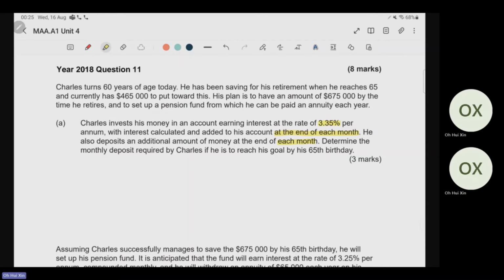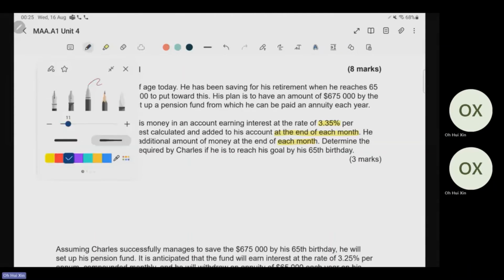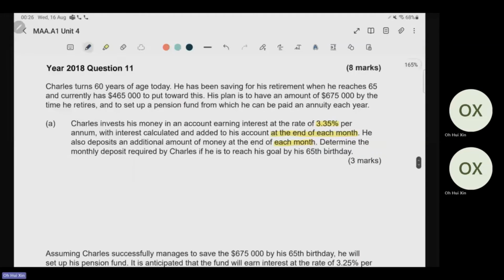The first thing when you look at this question: you are finding the monthly deposit, meaning that you are finding PMT here. So the only way to do this is to use the finance solver. Today he just turned 60 years old, right?